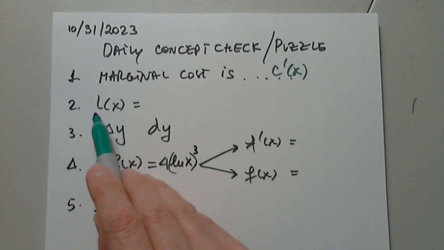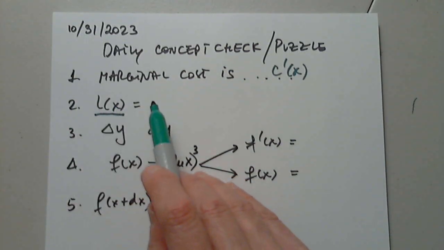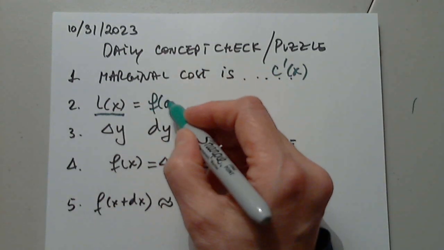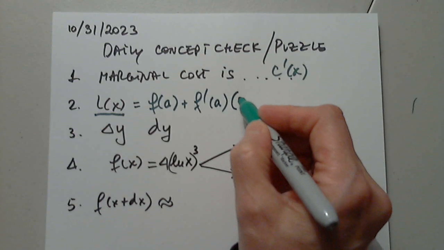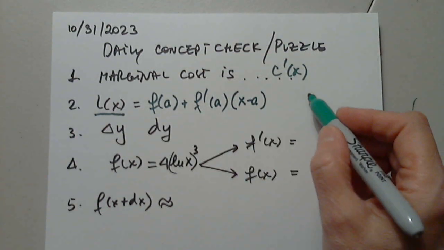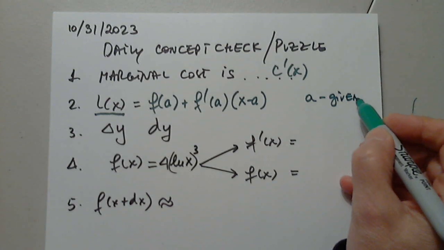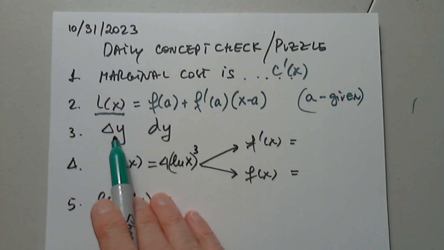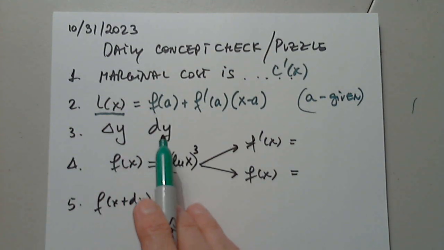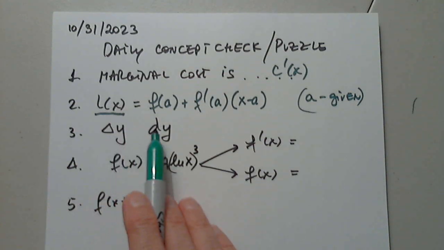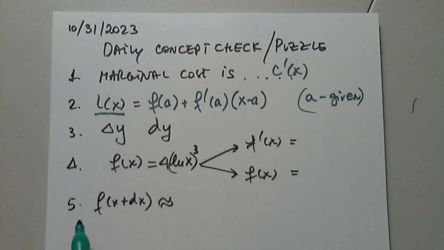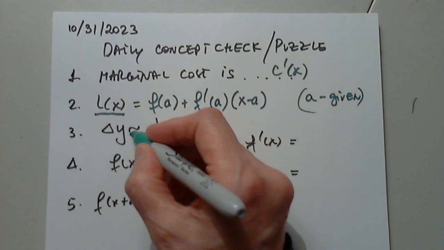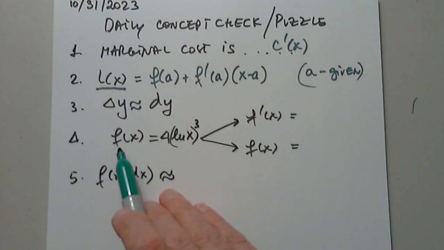Good. So now this is the linearization. We need to remember the formula. So the formula is f of a plus f prime of a times x minus a, where a is given to us as a number, whatever it is. Now, what is the relationship between the exact change in y and the approximate change in y? Almost the same. Exactly, almost the same. Thank you very much.